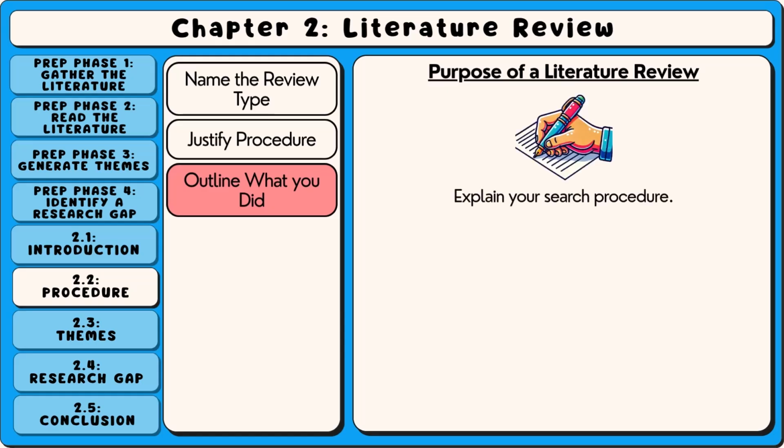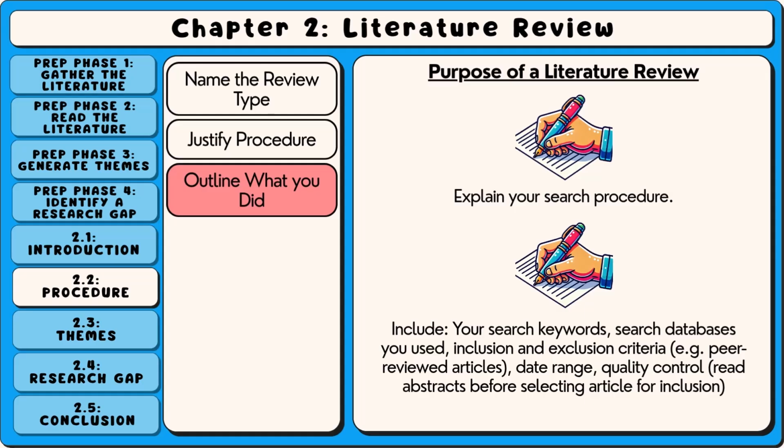Here, explain your search procedure by including the search keywords you used, the databases you searched, your inclusion and exclusion criteria. For example, did you include peer-reviewed articles and exclude blog posts? The date range for the studies, and quality control steps such as your choice to read abstracts before selecting articles for inclusion to check to make sure they were relevant to your study.